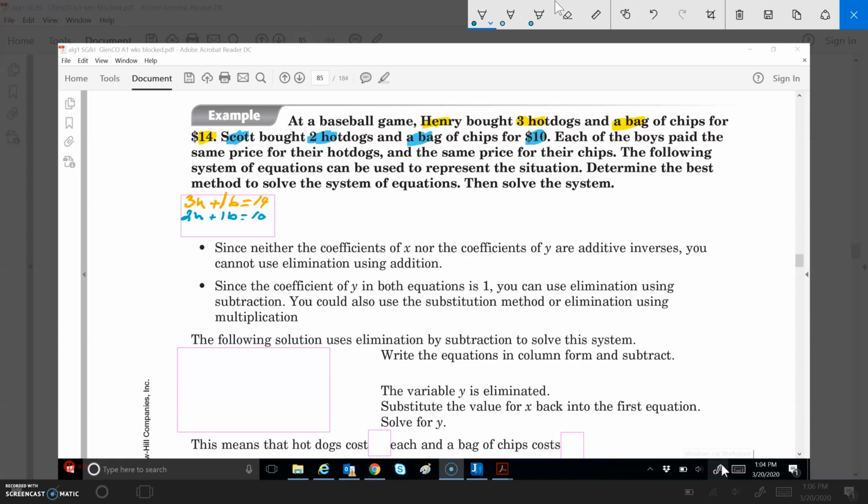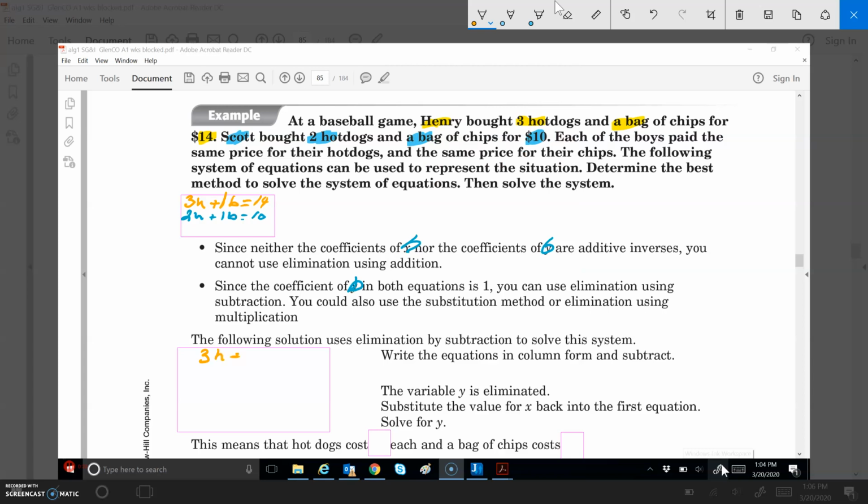Alright, since neither the coefficients of x nor the coefficients of y are additive inverses, H and B is what I used, you cannot use elimination, direct elimination, okay? Since the coefficient of the B here, we use B for bags of chips, is 1, we're going to use a subtraction technique, okay? So let's rewrite our top one.